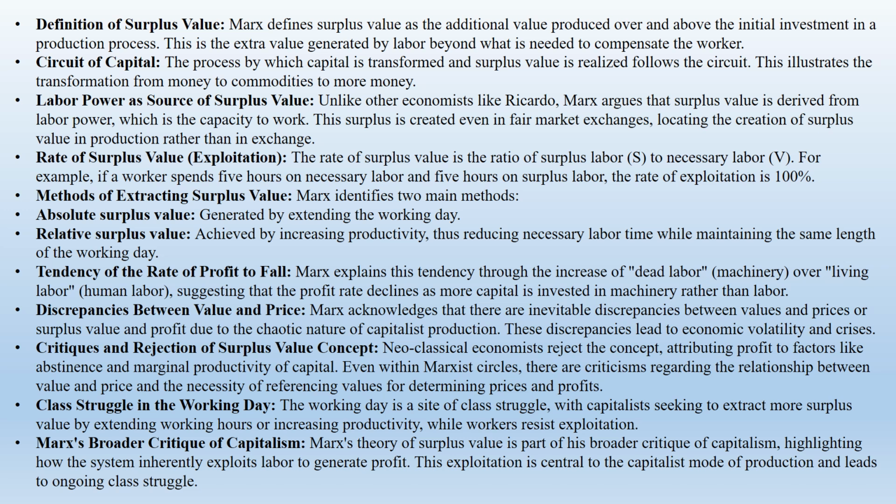He attributes these disparities to the chaotic nature of capitalist production, where there is no social regulation to ensure that the right amount of goods are produced to meet societal needs. Producers only discover whether their labor was socially necessary after market exchange, leading to inevitable discrepancies. These discrepancies make capitalism a volatile system prone to economic crises.